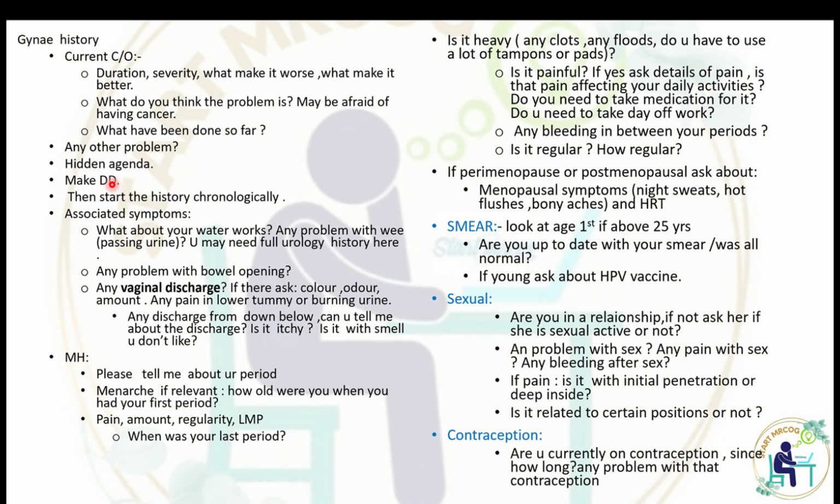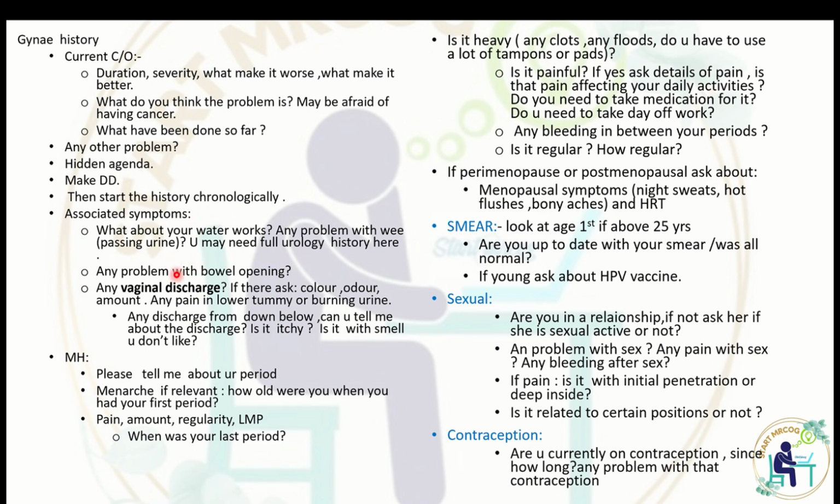You have to start by making a differential diagnosis for the given gynecological problem, and remaining questions will be around making this differential diagnosis, to suggest that one of these diagnoses is the most likely diagnosis. And you need to start your history chronologically. Then ask about associated symptoms to make your differential diagnosis. Ask about water works, or the wee.